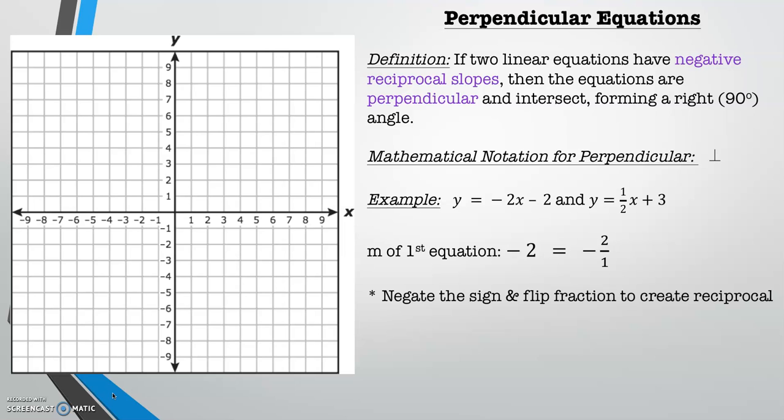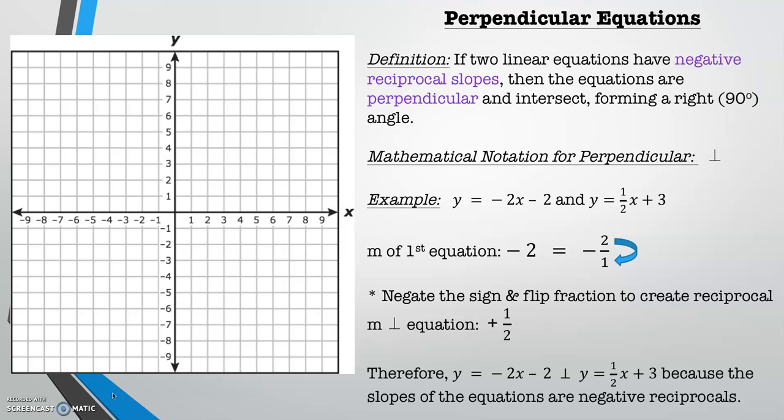Now let's look to negate the sign and flip the fraction to create our reciprocal. So if we flip the fraction, it will become 1 half. And if we negate the sign, that negative will now become positive. So therefore, the slope of the perpendicular equation will be 1 half.